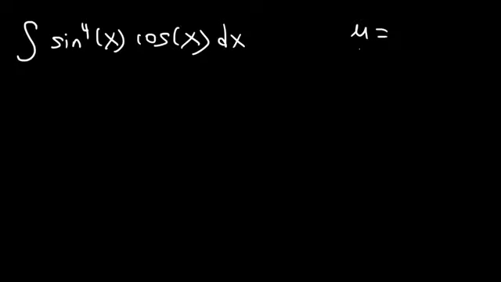Let's integrate sine to the 4th of x times cosine of x dx. So go ahead and find the antiderivative of this trigonometric function. So if we make u equal to cosine, du will be negative sine dx. That will only cancel one of the sine variables. And it's best to make u equal to the trig function that you have more of. We have 4 sines and only 1 cosine. So it's best to make u equal to sine x.